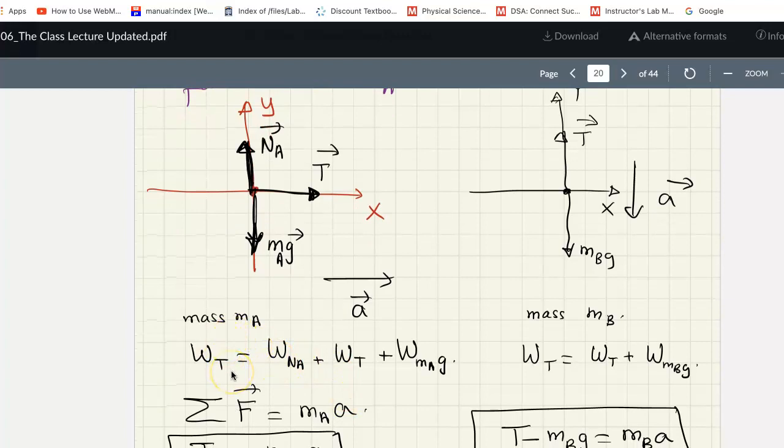Of course, for mass A, I can say the work total is going to be the work done by the normal, the work done by the tension, and the work done by the weight. Now, in order for us to find the value of the tension, we need to solve the Newton's second law equation so that we will calculate the tension. If we apply Newton's second law horizontally, sigma F equals m_A a, T equals m_A a. I also need the equations for mass m_B. I have T minus m_B g equals, this should be negative, m_B a.